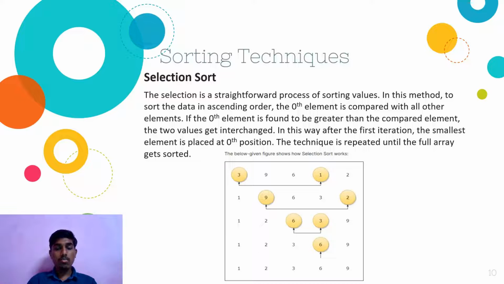So we can see in the below figure which shows how selection sort works, and in this case 3 is compared with all the elements in the list, and 1 is less than 3, so 1 is placed at the first place, and so on, until all the elements are sorted in either ascending order or descending order.